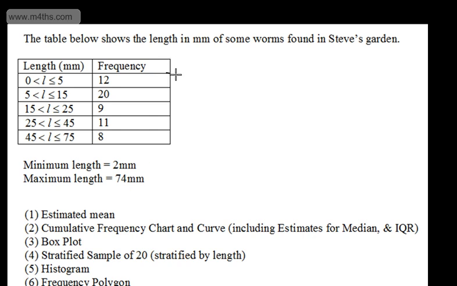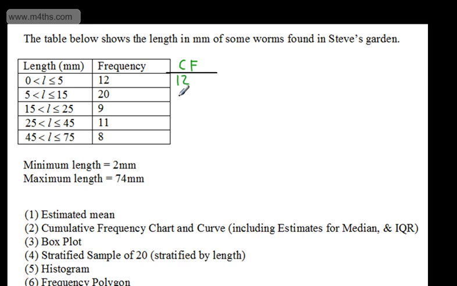So all I'm going to do here is introduce another column, and this is the cumulative frequency column. If we think about this now, we have 12 worms that are going to be 5 millimetres or less. If I think about how many worms I've got that are 15 millimetres or less, it's going to be these two added. If I've got 25 millimetres or less, it's going to be these three added. If I think about 45 or less, it's those added. So all we do is add these up.